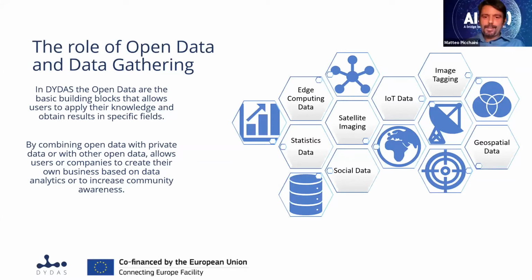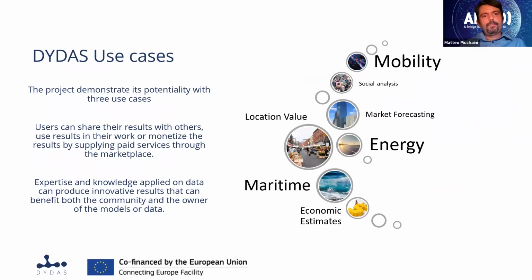the geospatial data infrastructure, with other types of information, such as statistical and social data, and also IoT data, for instance. The project also demonstrates its potentialities by developing 3 dedicated use cases, which are here indicated.